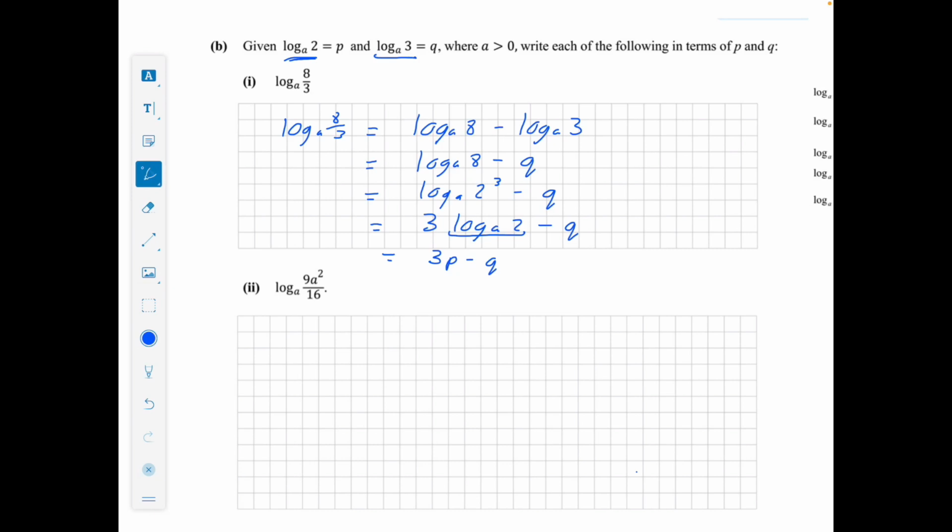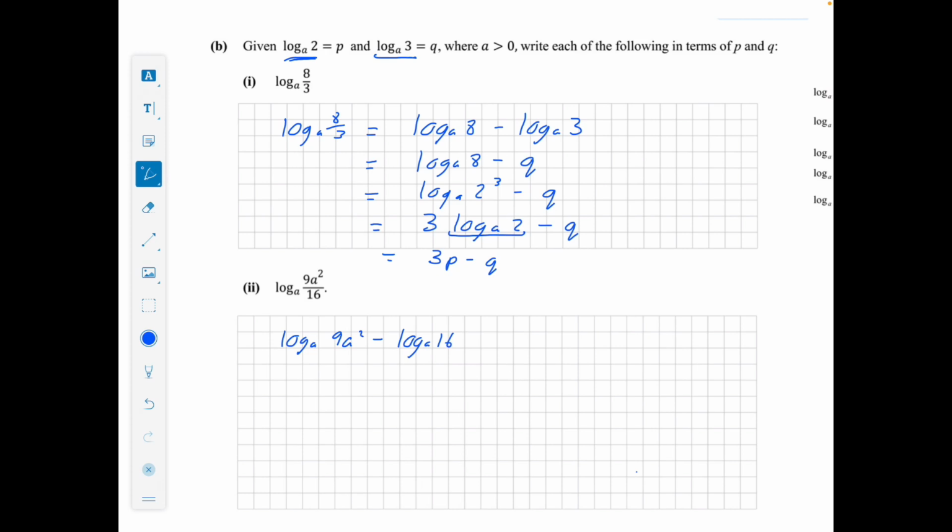Moving on to part 2 then, you can see it's quite a similar question. Again, we're trying to get log to base a of 2 and log to base a of 3 out of this so we can write it in the form p and q. So first thing I'm going to get rid of that division and subtract them.